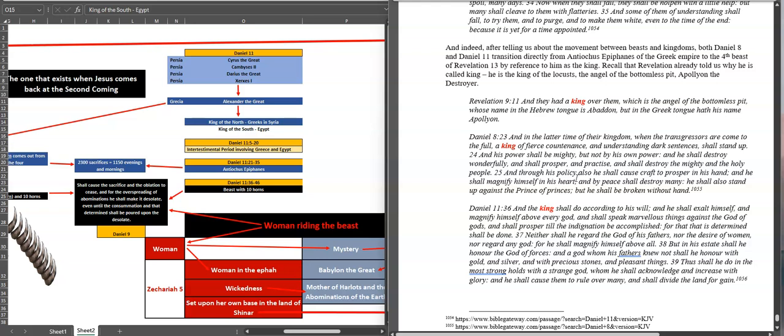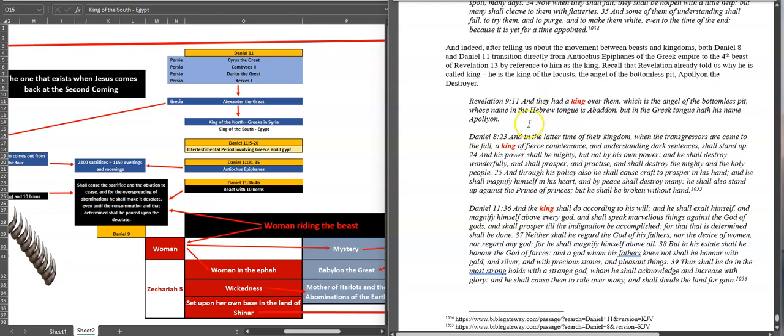And indeed, after telling us about the movement between beasts and kingdoms, both Daniel 8 and 11 transition directly from Antiochus Epiphanes of the Greek Empire to the 4th beast of Revelation 13, by reference to him as the king. Now recall that Revelation already told us why he is called king. He is the king of the locusts, the angel of the bottomless pit, Apollyon the destroyer.